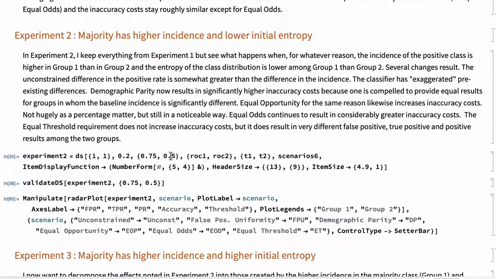So that's what I've set up here, and you'll notice that I've maximized the entropy of the distribution of class among the minority. At 0.5, it's very hard to guess, whereas I've made it easier for the majority, for group 1, by giving them an incidence that's closer to either 1 or 0. Remember that entropy is low as the probabilities approach 0 or 1, and it peaks as the probability approaches 0.5. So here, the majority has sort of two advantages. One is higher incidence, and the other is lower initial entropy.